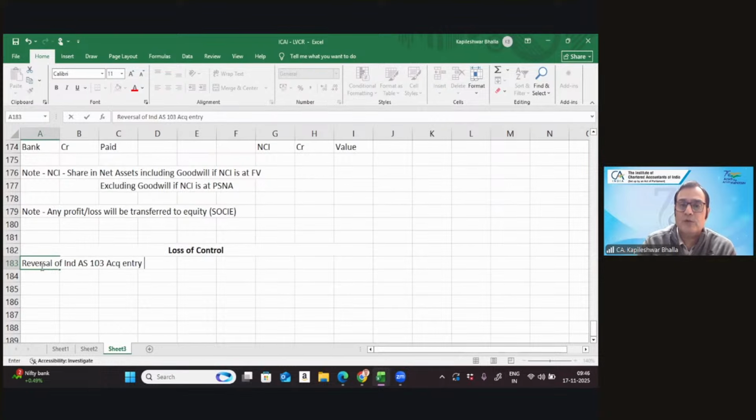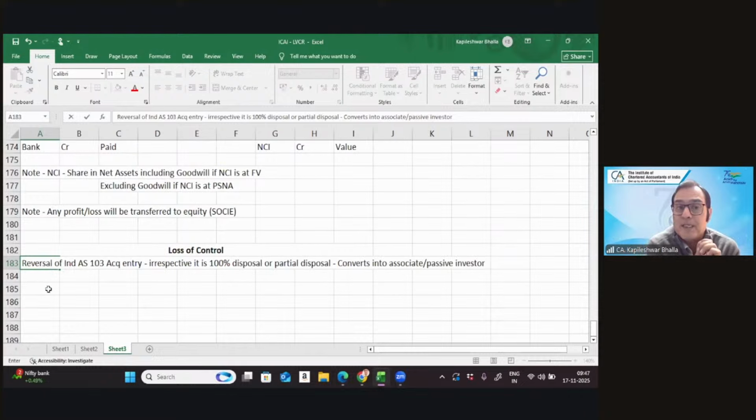So we just need to simply go for a reversal of the acquisition entry, irrespective of whether it is 100% disposal or partial disposal. And even if it is a partial disposal, it doesn't make a difference whether it converts into an associate or a passive investor. So irrespective, we do this entry.